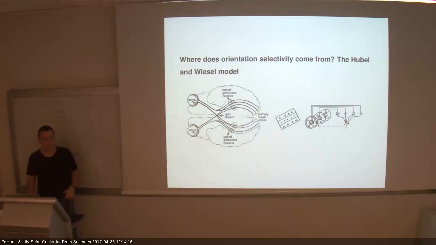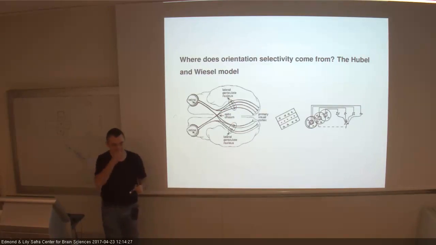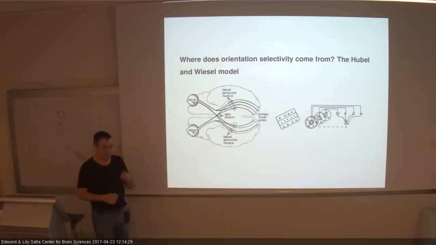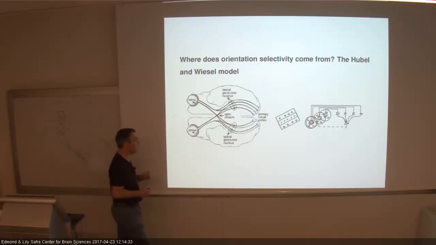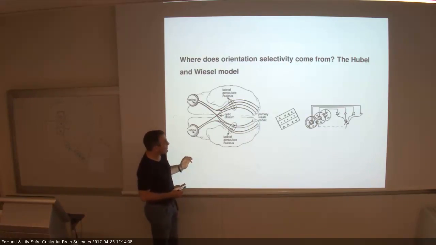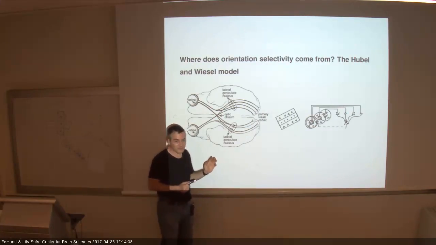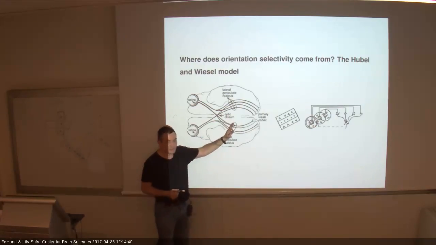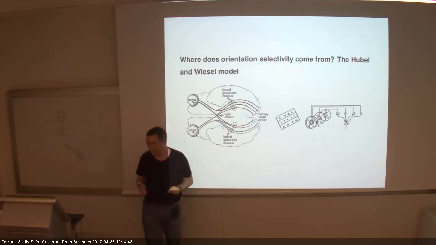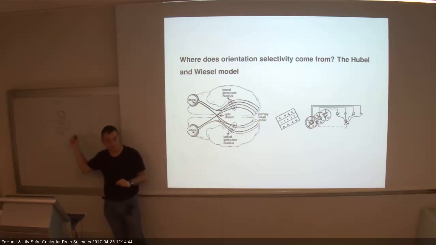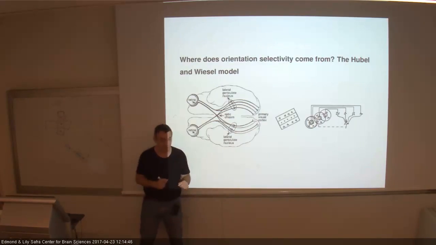Well, as always in biology, it's complicated. You find, for example, direction selectivity in the retina. You do find neurons in the retina that are direction selective. I don't know about orientation, but definitely you find neurons that are direction selective. But to a first approximation, let's forget about the retina. If we look at the LGN, to a first approximation, the receptive fields in the LGN are circular.